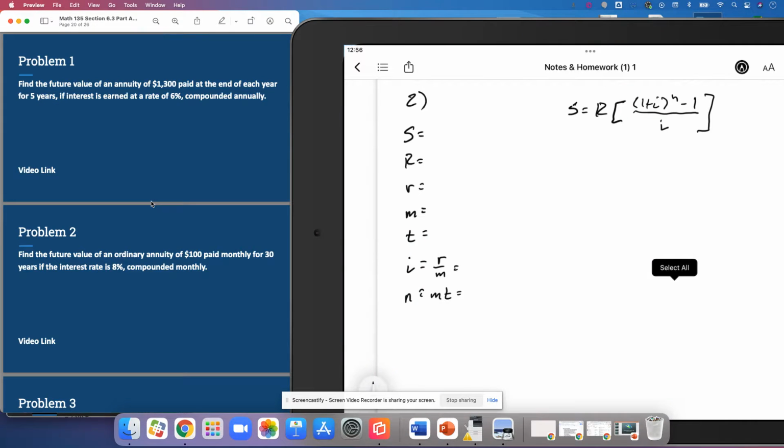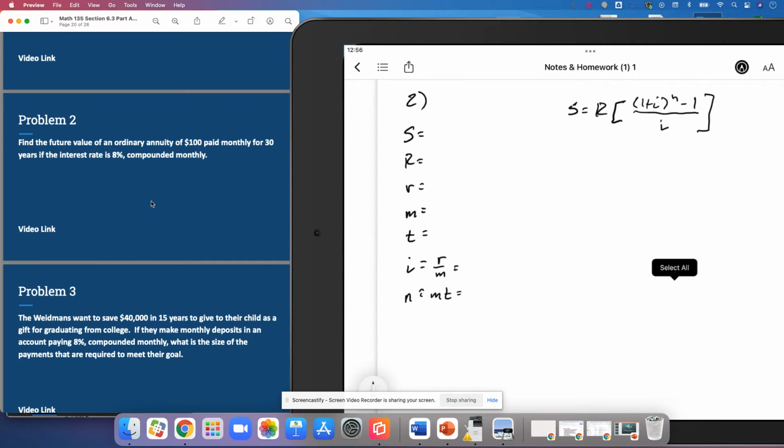Back with number 2. Find the future value of an ordinary annuity of $100 paid monthly for 30 years if the interest rate is 8% compounded monthly. And you'll see that your presentation is going to look a little bit differently, everyone. I am going to sort of doctor these questions to make them a little bit better, and I'll be answering them as if I had already done that in my demonstrations here.